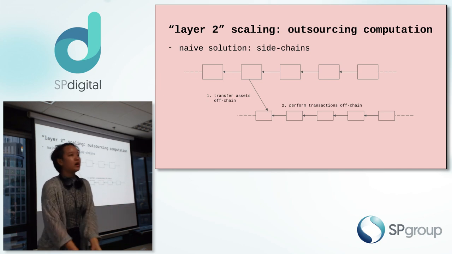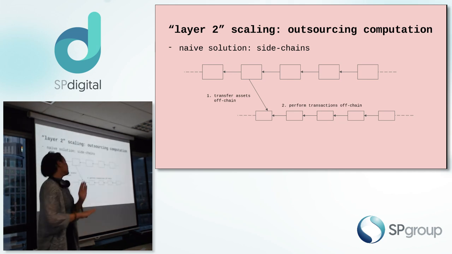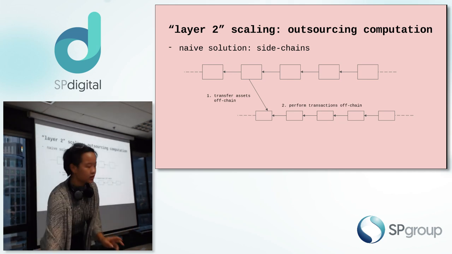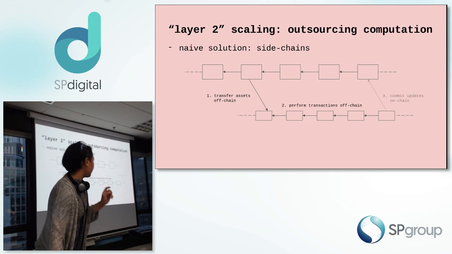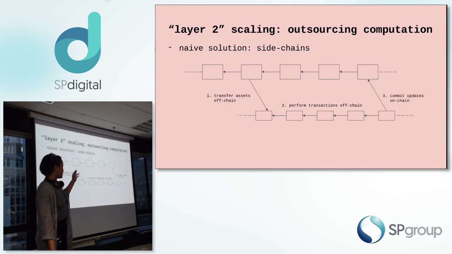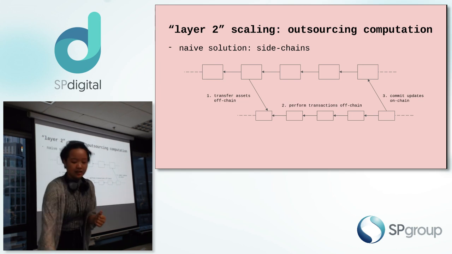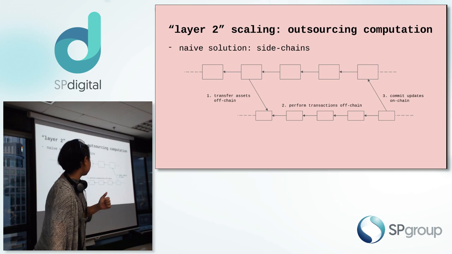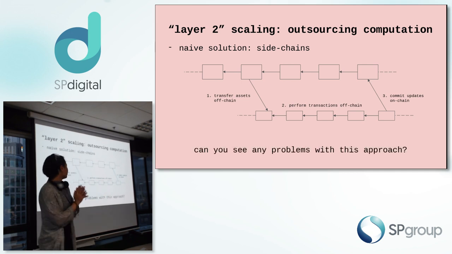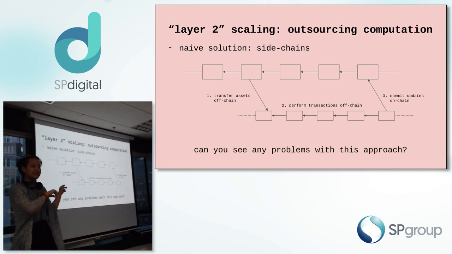And at some point, once you're done cheaply performing all the transactions you want, you want to commit the results back on chain. So you go back into the real world and still get all the expected results of your transactions. But what I want to ask now is, can anyone see any problems with this naive approach?